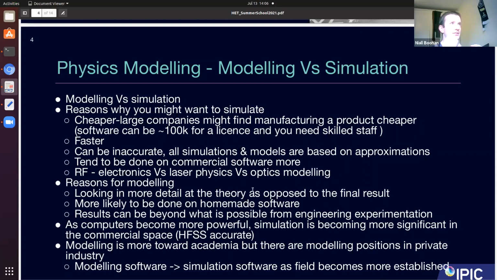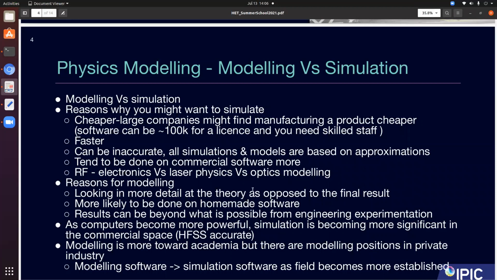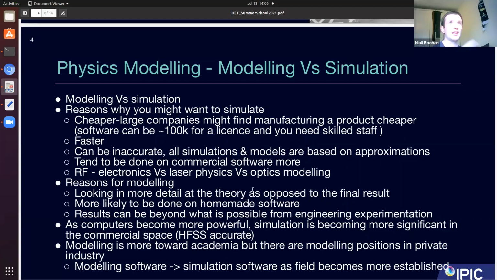So, reasons for modeling instead of simulating. With modeling, you tend to be looking more at the theory of what's happening as opposed to the results. Modeling is more likely to be done in homemade software. Something like what I sent you would be more like a model, because you know what's happening in each step.